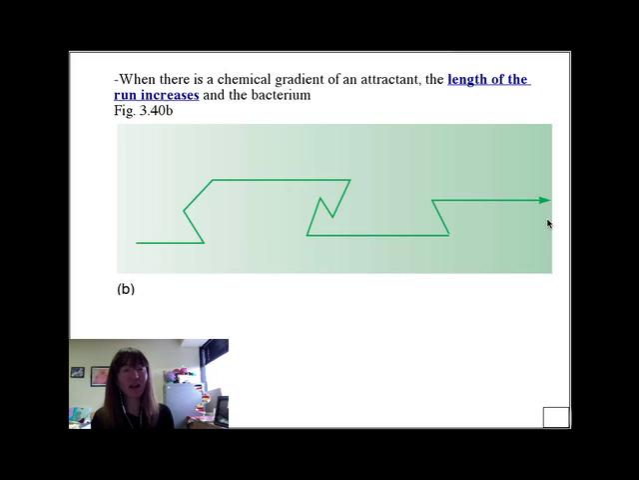So that biased random walk is what that is called. Maybe I'll jot that down in case you're interested, that a biased random walk is the way they move.